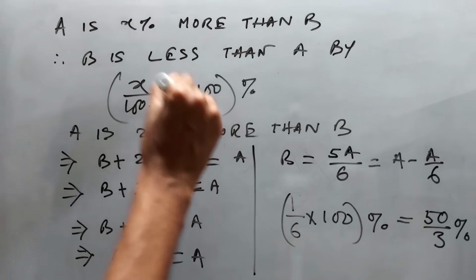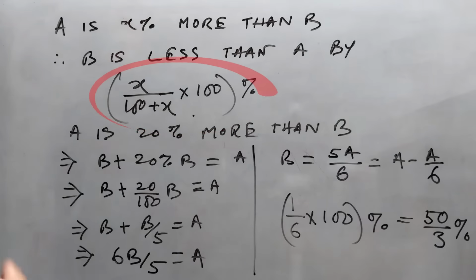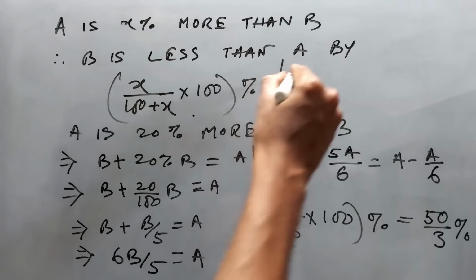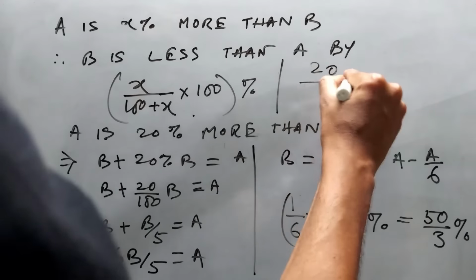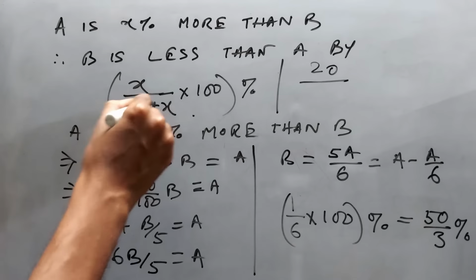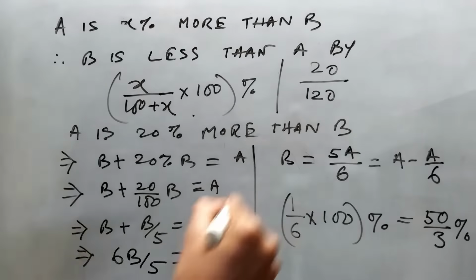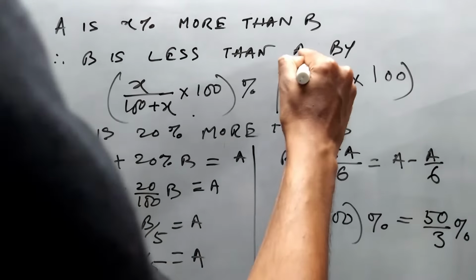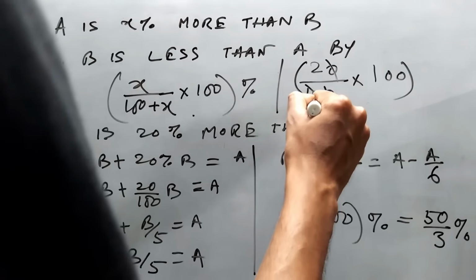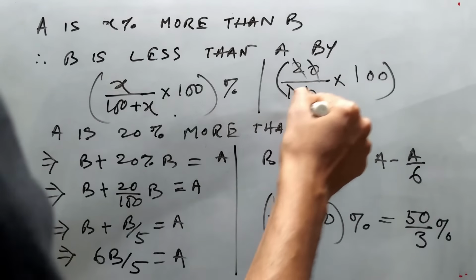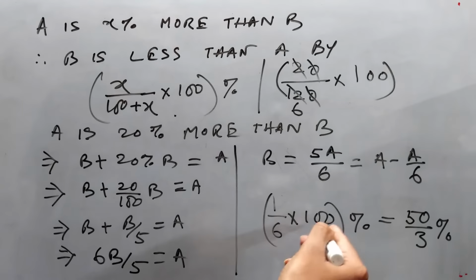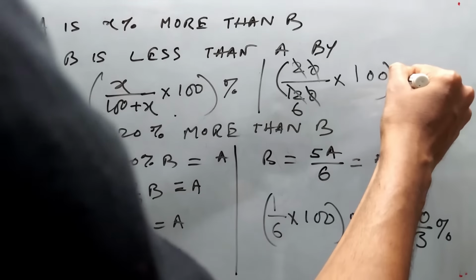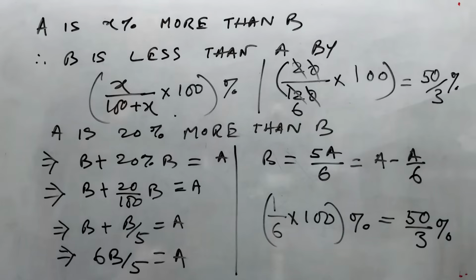If we use this formula, things will be easier. Let's do it with this formula easily, right? Let's try this. So x is equal to 20, so 20 by 100 plus 20 is 120, right? Into 100, right? This is 6. Now see, again 100 by 6. So this is equal to 50 by 3%. Simple, in one line. See, this will help you a lot.